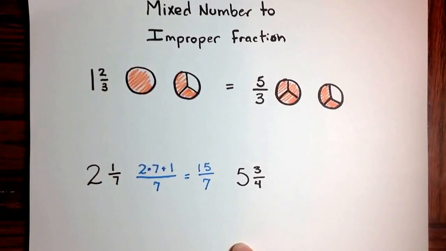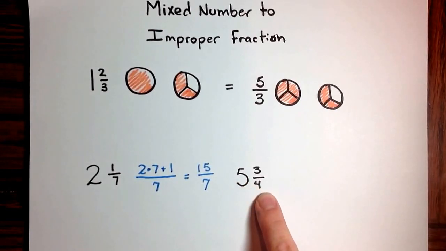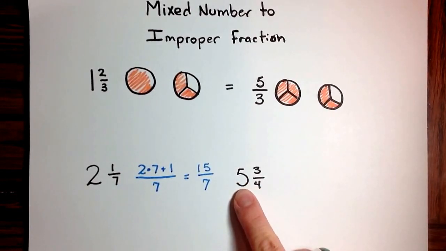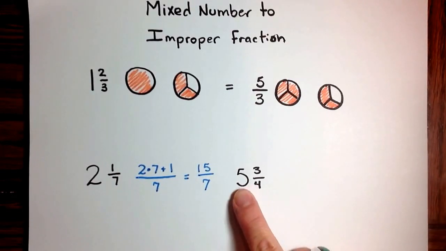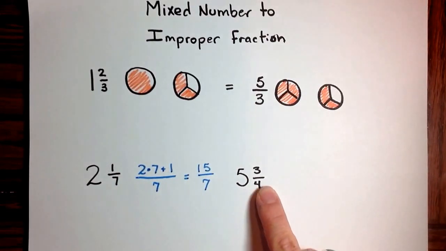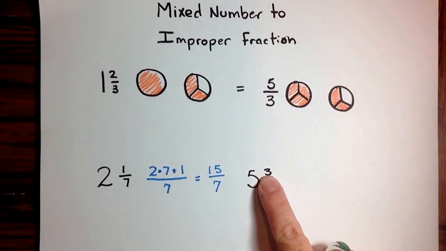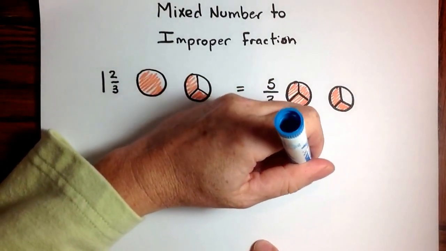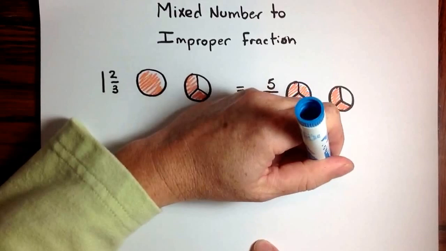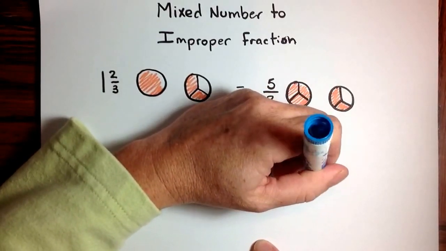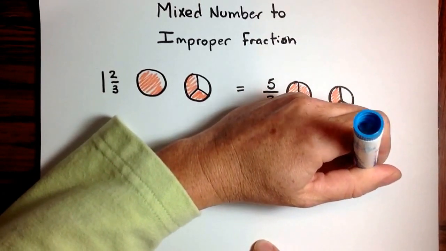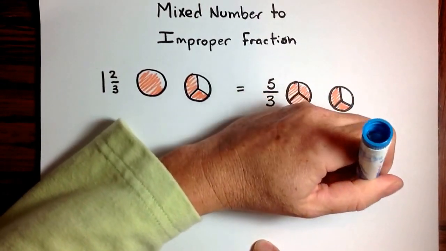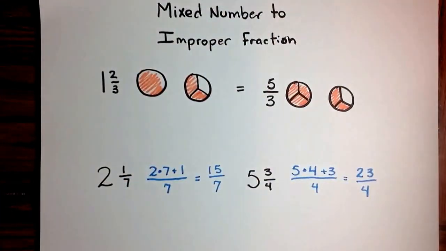With 5 3/4, we're taking each of those 5 wholes and cutting them into 4 pieces each. That gives us a total of 20 pieces, plus this additional 3 pieces that we had. So 5 times 4 plus 3, with the denominator staying the same, gives us an equivalent fraction of 23/4.